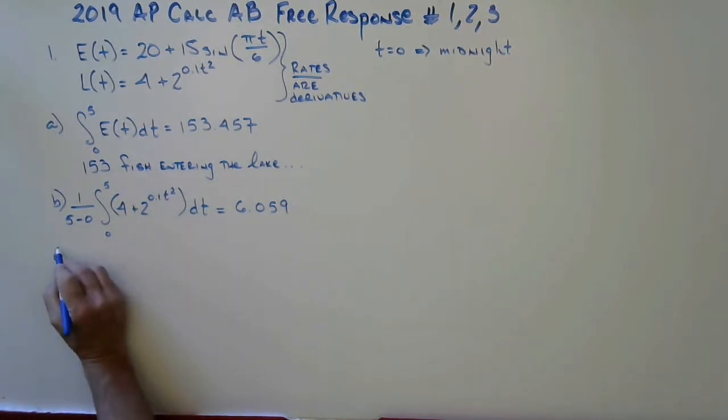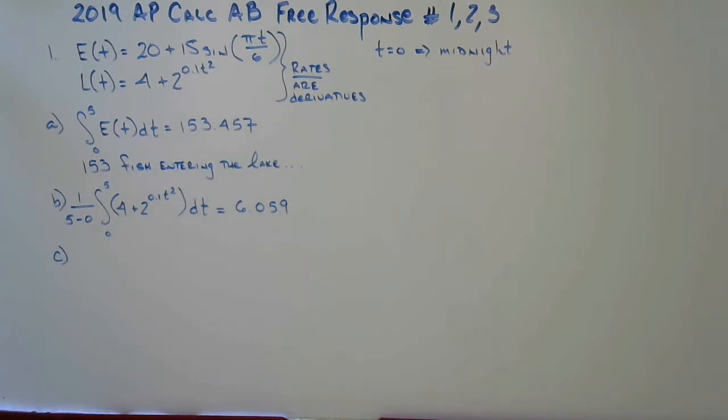Part C says, at what time t between 0 and 8, so sometime between midnight and 8 a.m., is the greatest number of fish in the lake? We have fish coming in and fish going out. We want to know when we have the maximum number of fish in the lake. We know how to find the maximum of a function: we take the derivative and set it equal to 0.